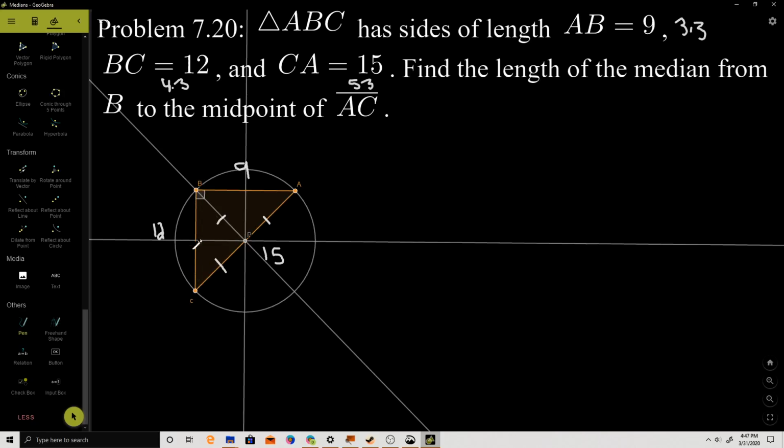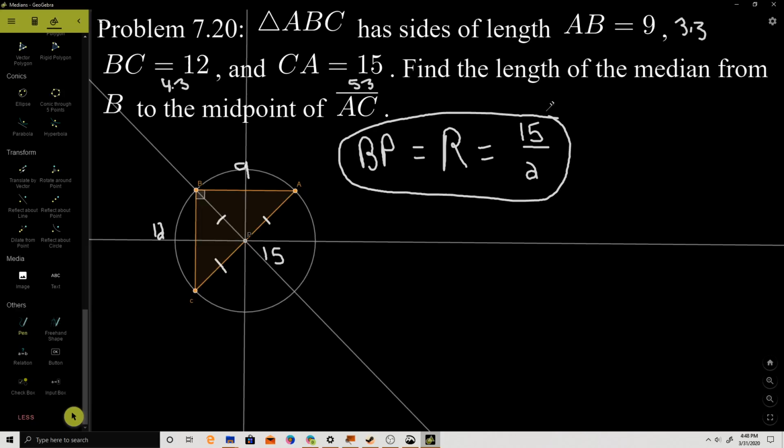But we also discovered that in a right triangle, the circumradius is half of the hypotenuse. Which means BP is equal to, we always called the circumradius capital R, and that's half the hypotenuse being 15, so it has to be 15 divided by 2. It ends up being a fairly simple problem that we can figure out with some old knowledge that we learned about, specifically the circumcircle.